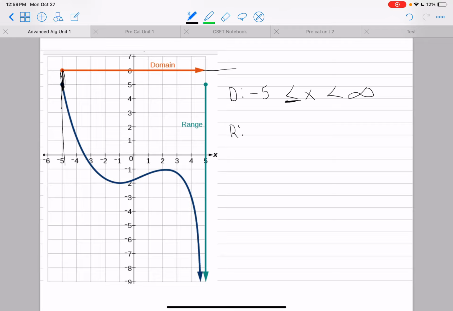And my range, well, that's going down my y-axis. It's all the way down here, so it's all the way down at -infinity. So my range is -infinity, this way, y. And my highest point on my range is about right here. That's from 5. And that's at a closed dot. So boom. So were you able to do that?